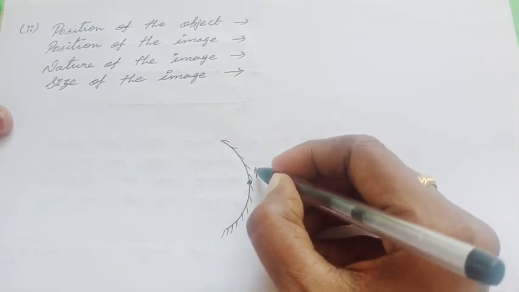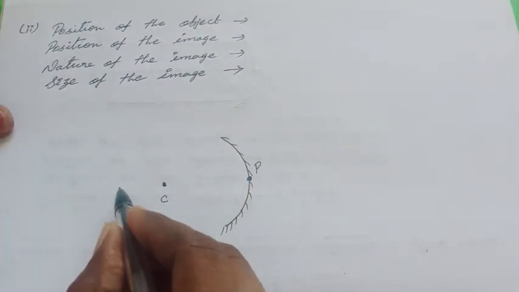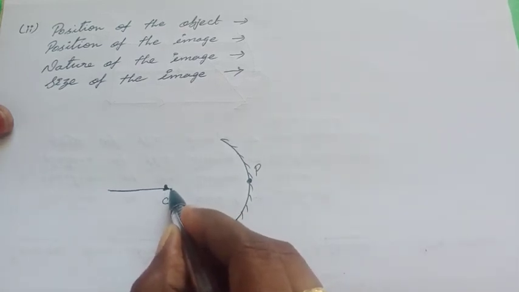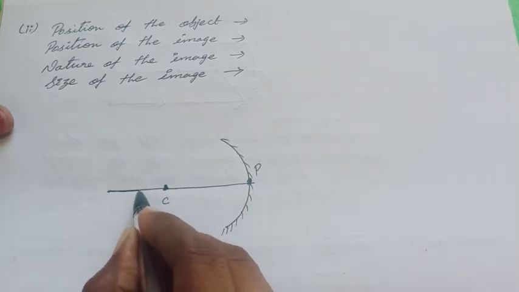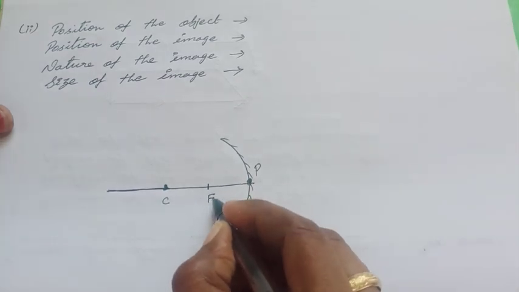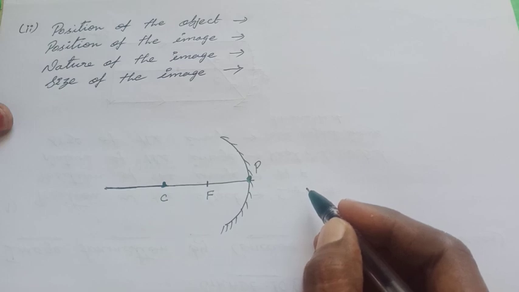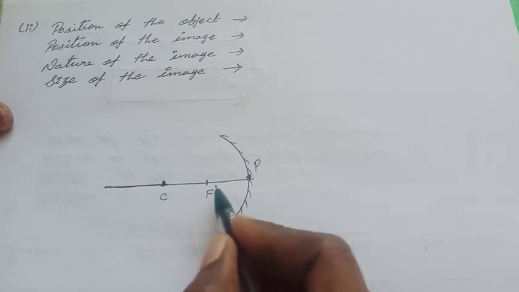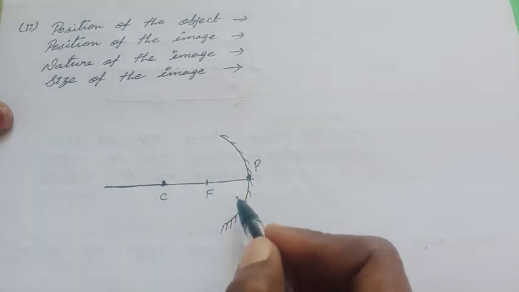We know this point is called the pole and this point is called the center of curvature, and the line which passes through the center of curvature and the pole is called the principal axis, and this point is called the principal focus. We know all those things, right? In the first case we discussed where the image is formed when the object is placed at infinite distance.